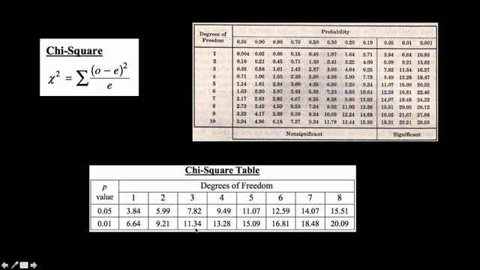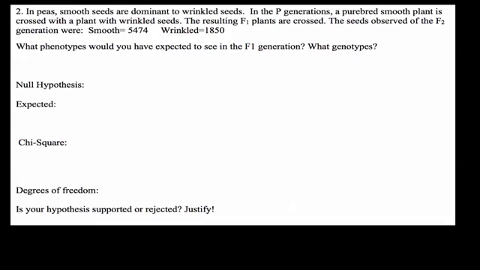So let's go ahead and take a look and do a couple examples. In peas, smooth seeds are dominant to wrinkled seeds. In the pea generation, a purebred smooth plant is crossed with a plant with wrinkled seeds. The resulting F1 plants are then crossed. The seeds observed of the F2 generation were... so we're not looking at the parental generation, we're not looking at the F1, we're looking at the results of the F1, which is the F2.